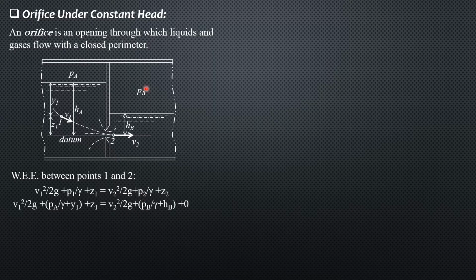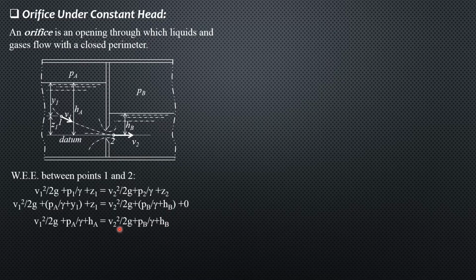Pressure head at point 2, by the way, consists of, because the pressure at point 2 is pressure at B plus gamma times H_B, so the pressure head at point 2 is pressure head at B plus H_B. Then elevation head at 2 is 0. So noting that Y1 plus Z1 in the figure is H_A, replacing it by H_A, then equals velocity head plus pressure head at B plus H_B.